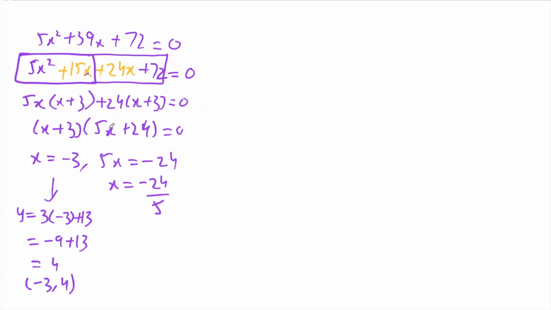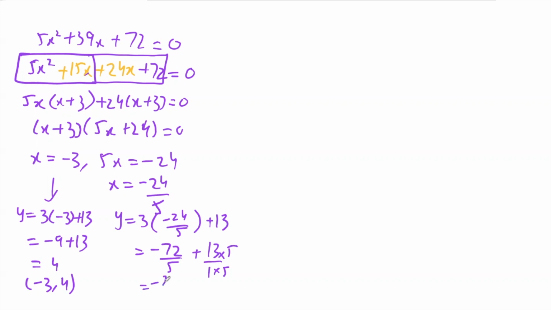And then the other pair is going to be y equals 3 times negative 24 over 5 plus 13, which is going to be negative 72 over 5 plus 13. Getting the common denominator gives us 5 on the bottom and 65 on the top. So it's going to be negative 72 plus 65 over 5, and that is equal to negative 7 over 5. So the other pair is going to be negative 24 over 5, comma, negative 7 over 5.